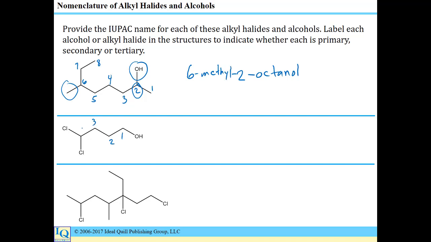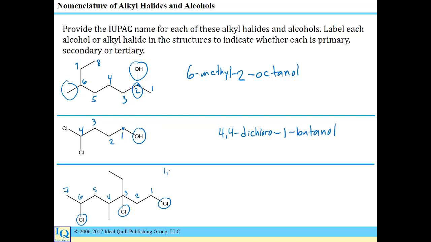For the second problem, we would number 1, 2, 3, 4. Again, you only number the carbons as part of the parent chain. This is some sort of butane, but now it's an alcohol, so it's a butanol, and the alcohol is on carbon 1, so it's 1-butanol as the parent structure. And we have 2 chloro groups on position 4, so the proper name is 4,4-dichloro-1-butanol.